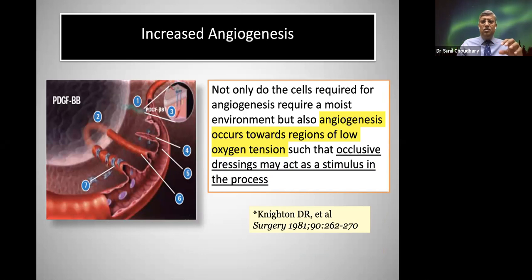It was also found that if you have occlusive dressings, in the initial part of the wound at least, it serves as a stimulus, because of the decreased oxygen tension in the local wound. We are not talking about the vascular supply of the wound from the main vessels. We are talking about the local, peripheral wound. If you cause occlusion and slightly low oxygen tension, angiogenesis always proceeds towards regions of low oxygen tension. That's one of the reasons why occlusive dressings may act as a stimulus in the process.